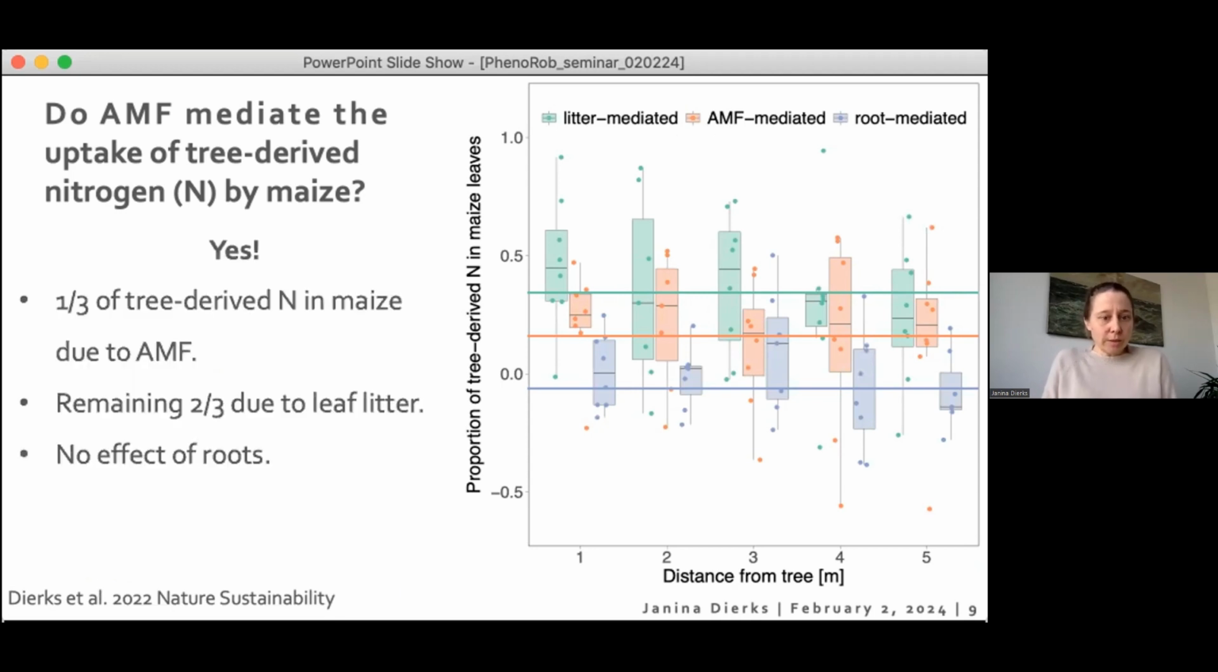As you can see, most of the tree-derived nitrogen in maize is due to tree leaf litter input. The green line represents the average of the tree-derived nitrogen in maize due to litter inputs. What's remarkable, however, is that half of that, so about 1/3 of the total tree-derived nitrogen in maize leaves, is due to mycorrhizal mycelia. Roots had basically no effect.